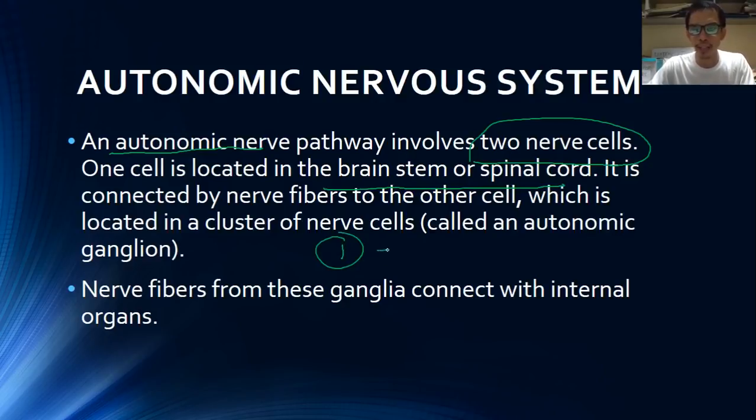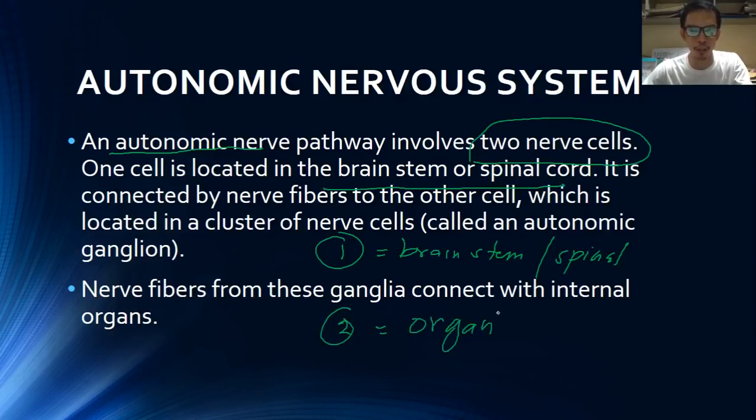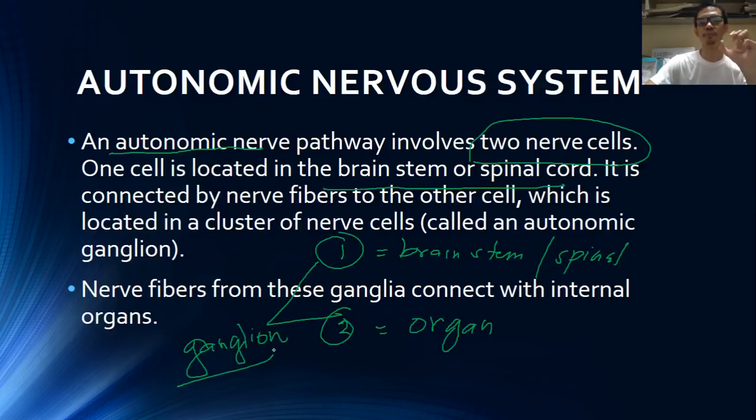Again, the first nerve cell is always connected to the brainstem or spinal cord. It doesn't matter how long or how short that nerve is. What is important here is that it is always connected to the brainstem or the spinal cord. Now, the second nerve is always connected to the organs that they control. The point at which these two nerves are connected is called the ganglion. Please do take note that the autonomic nervous system requires two nerve cells.